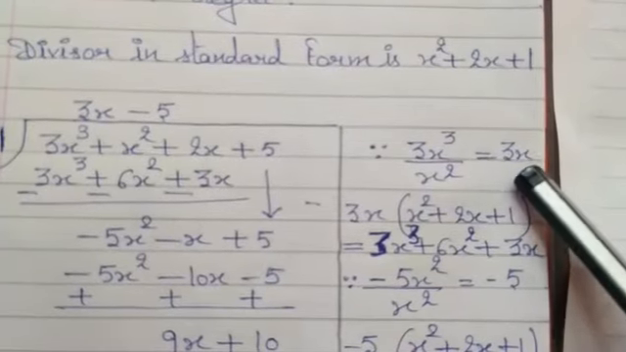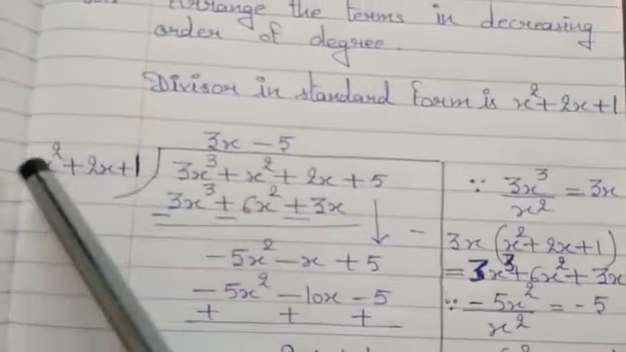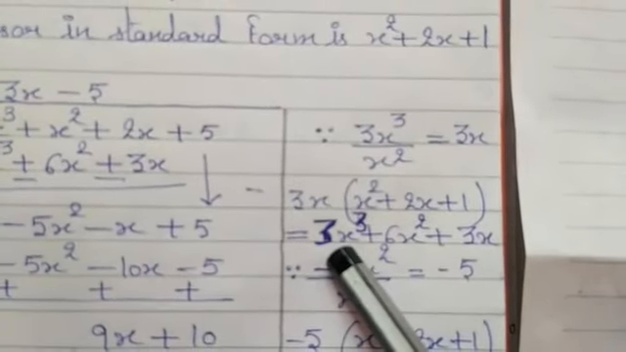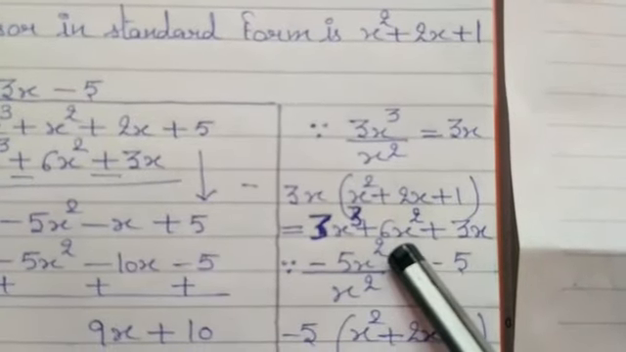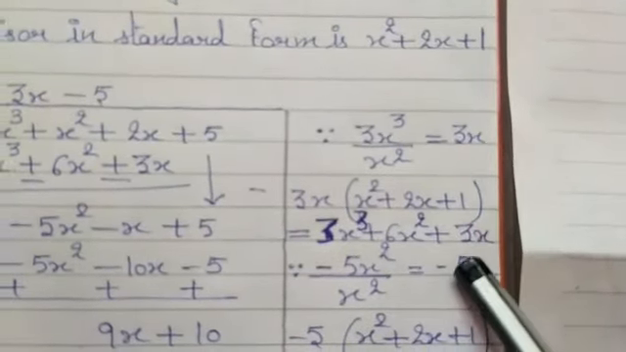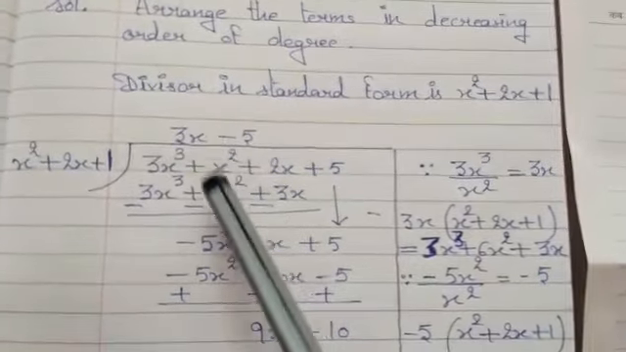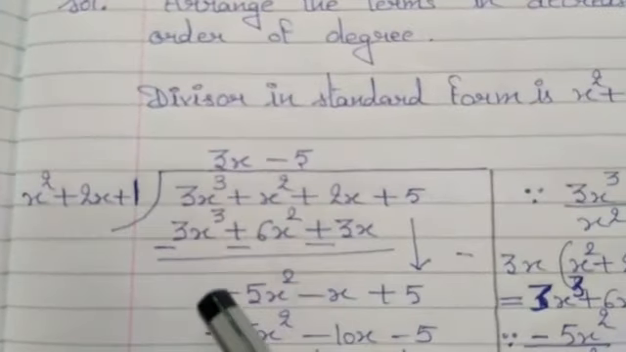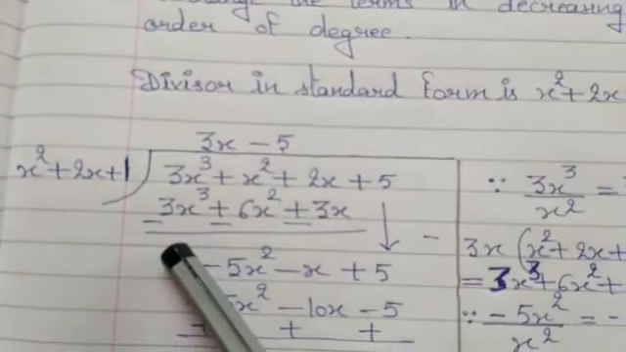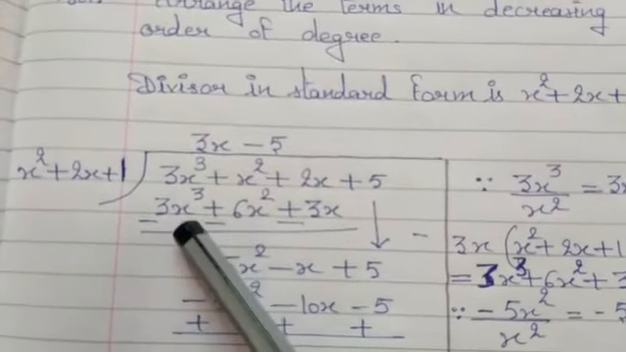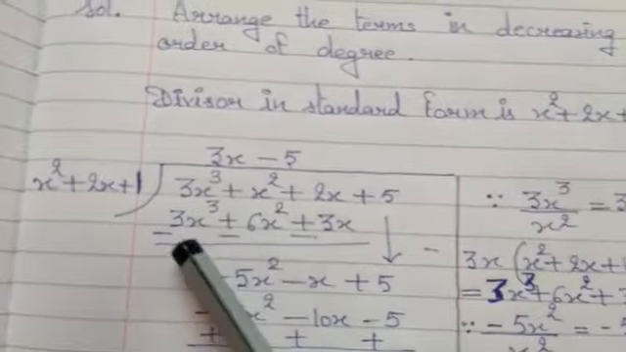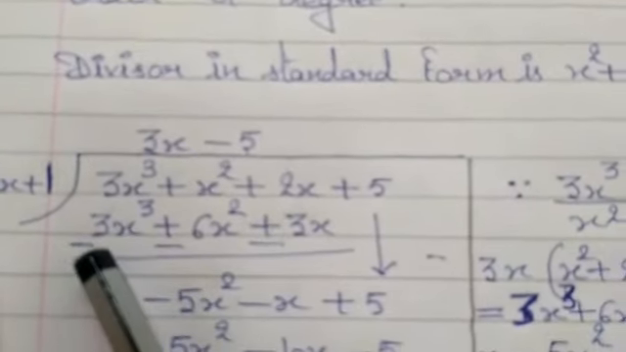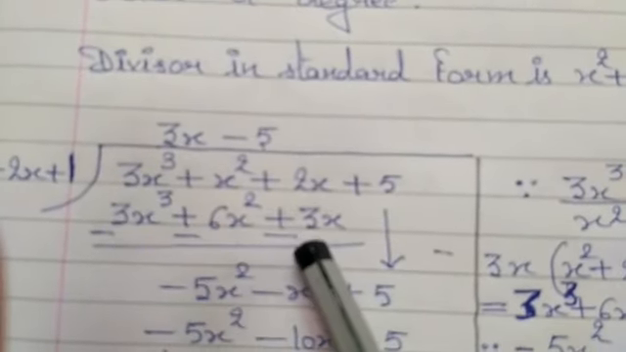Now we have to multiply 3x by all the terms of g(x). So 3x into x² is 3x³, 3x into 2x is 6x², 3x into 1 is 3x. Now arrange these terms below the like terms of p(x). Now we have to do the subtraction of algebraic expressions. You have done subtraction of algebraic expressions in class 7th, 8th. Now look here, we have to change the signs of the below expression. So change the sign, it will become minus, minus, minus.